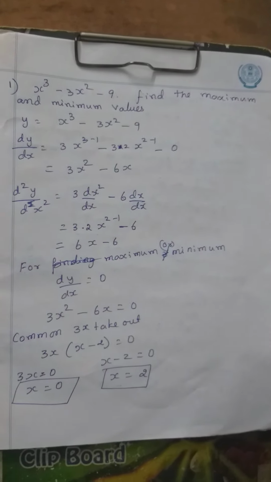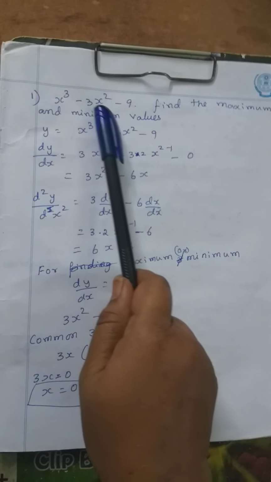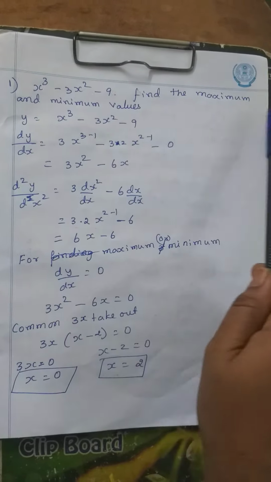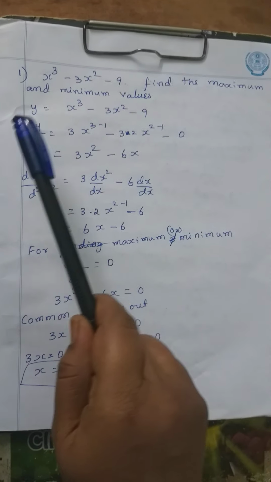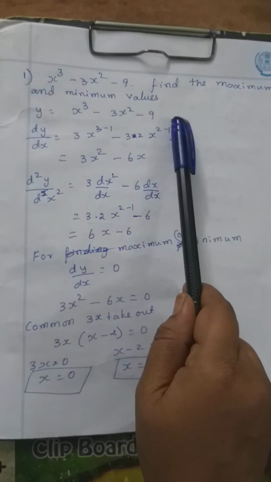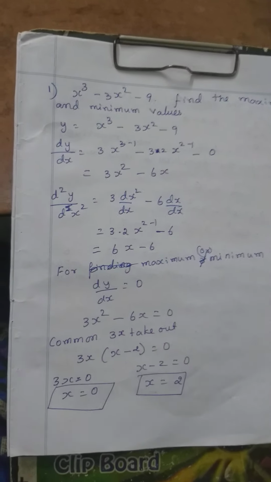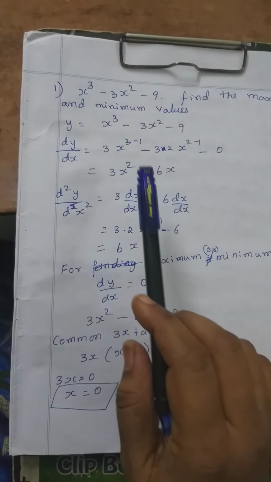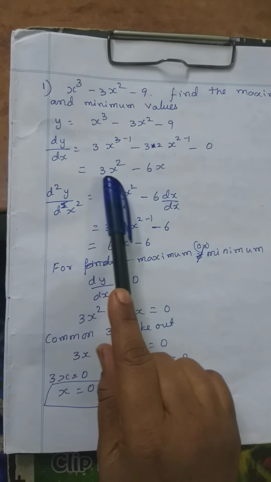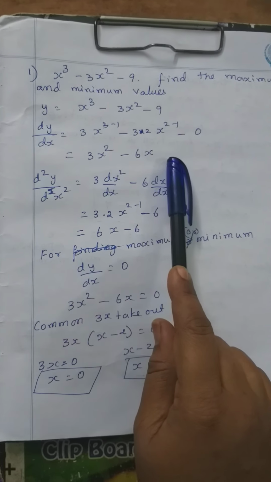Then come to the problem: y = x cube minus 3x squared minus 9. Find the maximum and minimum values. So this is the given function. How to find dy/dx? For this you have to take the derivative of y. You get the answer 3x squared minus 6x.